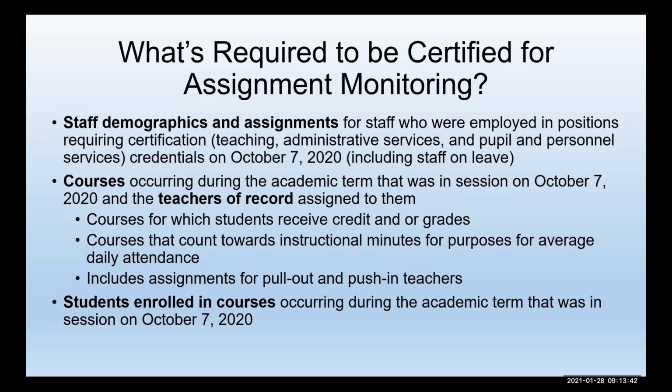The courses that we want you to report are courses for which students receive credit and or grades, courses that count towards instructional minutes for purposes of average daily attendance. And it also includes assignments for pull-out and push-in teachers.